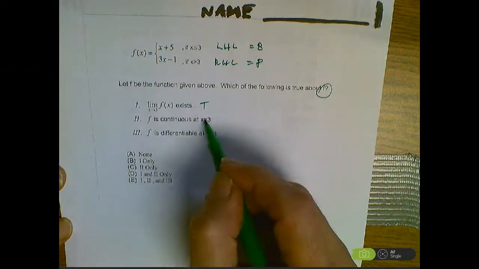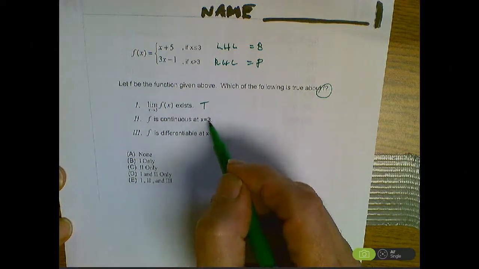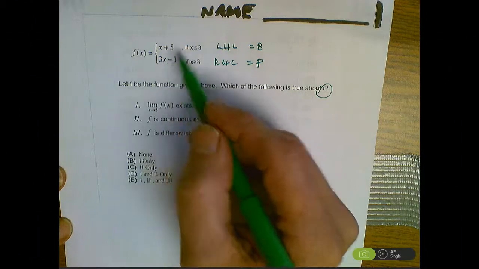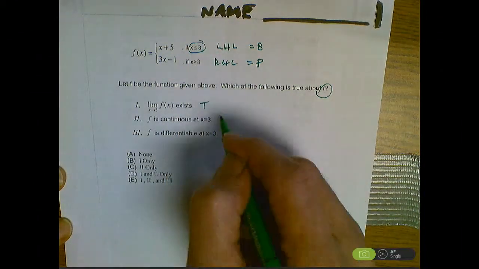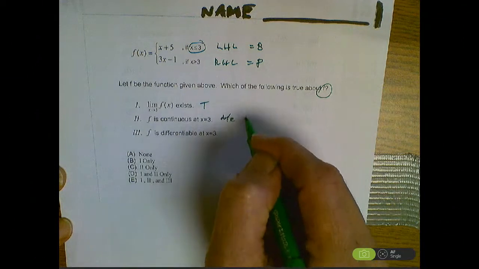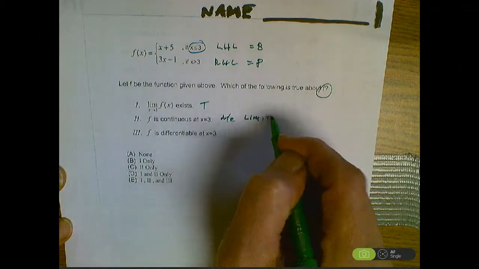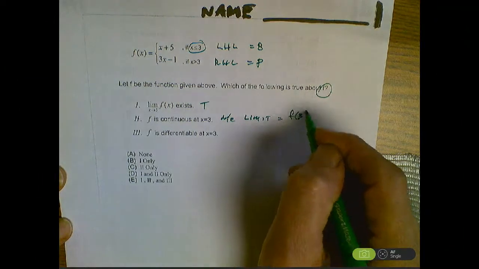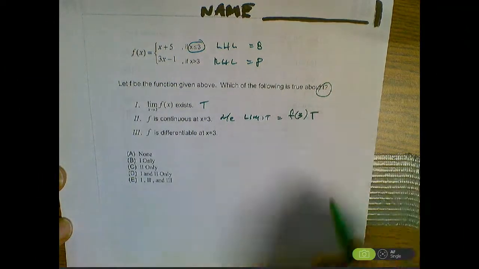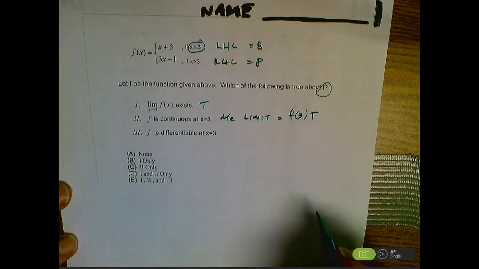Is f continuous at x equals 3? Well, since these are both polynomials, they're lines, and it's defined at 3, it's continuous because the limit of that is equal to the function's output at 3. So that's true. They're both 8.